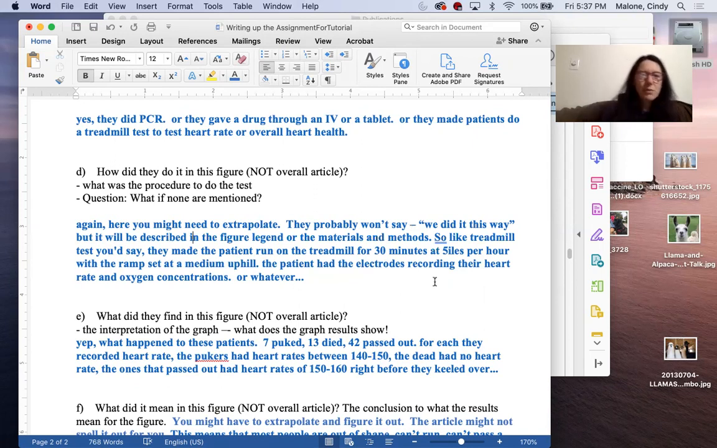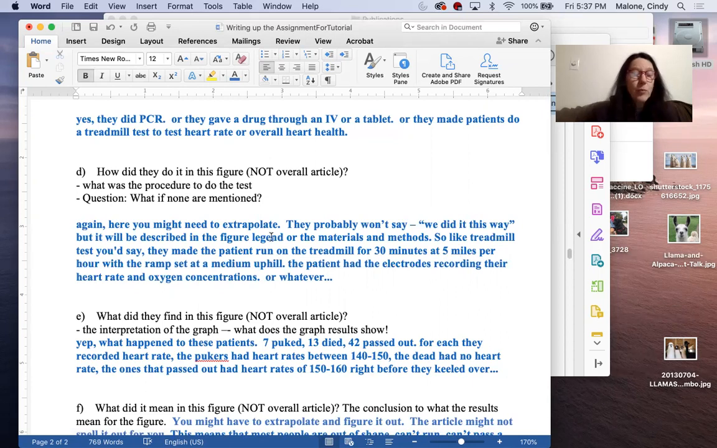So if you were doing a treadmill test, you'd say we made the patient run on a treadmill for 30 minutes at 5 miles per hour. Man, I stink at typing. With the ramp set at medium uphill, the patient had electrodes recording their heart rate, their oxygen concentrations, or their breath rate, whatever they were testing.